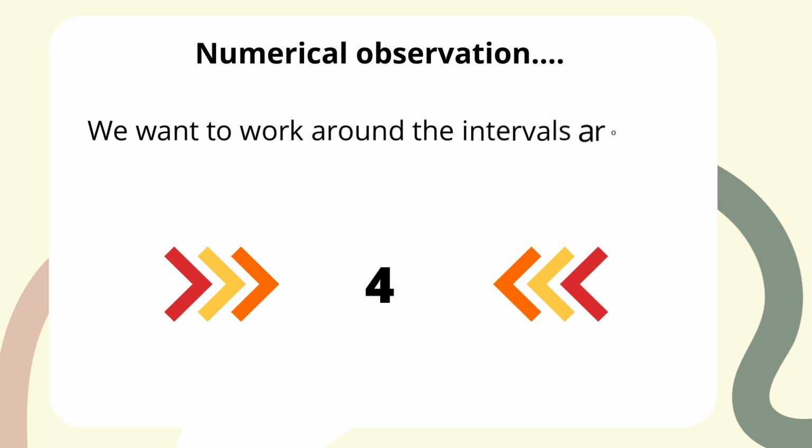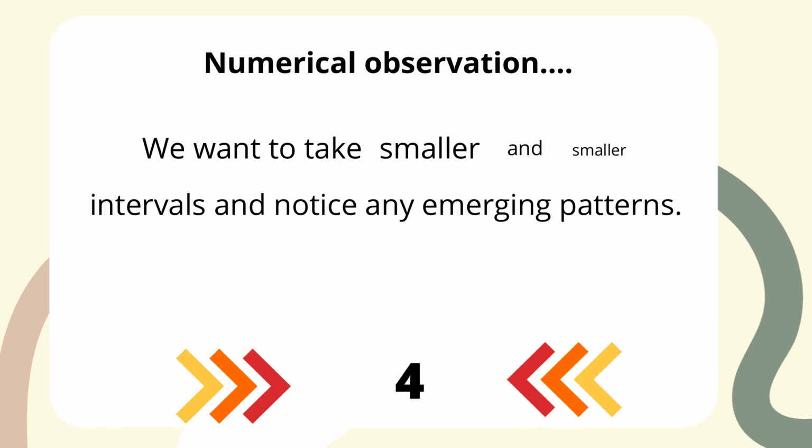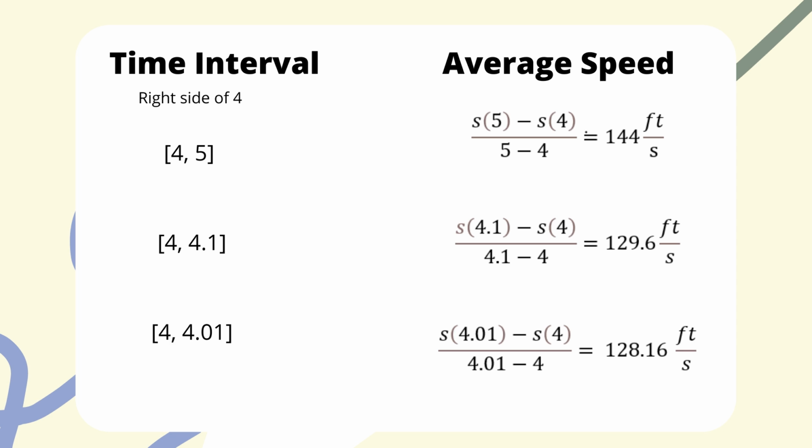We want to make a numerical observation, so we want to work around the intervals around 4. We want to take smaller and smaller intervals and notice any emerging patterns. If we take values on the right side of 4, such as 5, 4.1, and 4.01, we notice our average speed values are 144 feet per second, 129.6 feet per second, 128.16 feet per second.